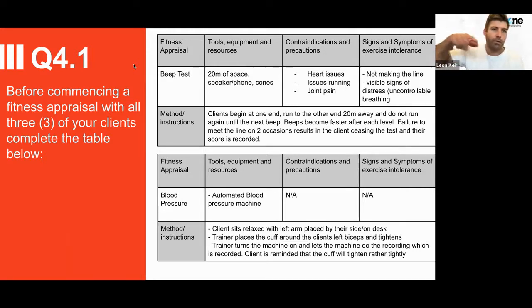They're just running 20 meters up and back. They get two chances. If they miss the line on their second chance, then they're out. So that's, and then we record their score down. So that's a big test. Any questions on that, guys? Pretty self-explanatory. All good? Yeah, cool.